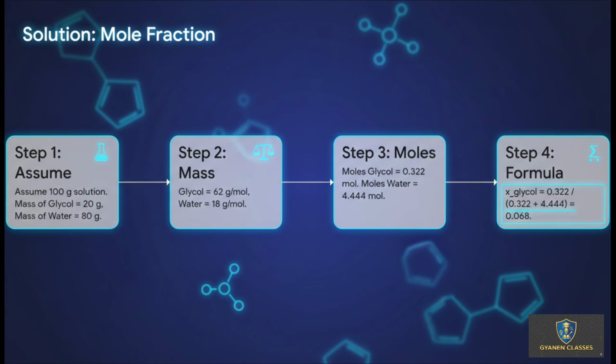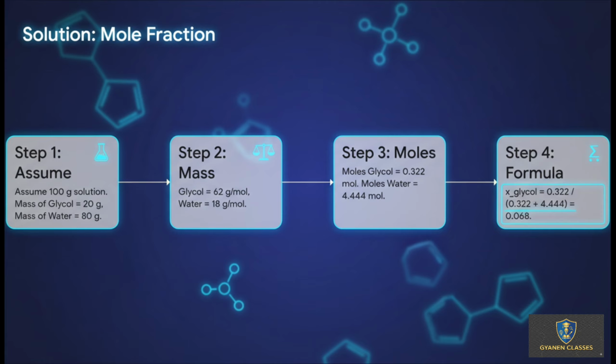Step 1. Whenever you see percent by mass, the easiest trick is to assume you have exactly 100 grams of the solution. That makes the math super simple. So the mass of ethylene glycol is 20 grams, and the mass of water is the rest, which is 80 grams. Step 2 is to calculate the molar masses. For glycol, it's 62 grams per mole, and for water, it's 18.